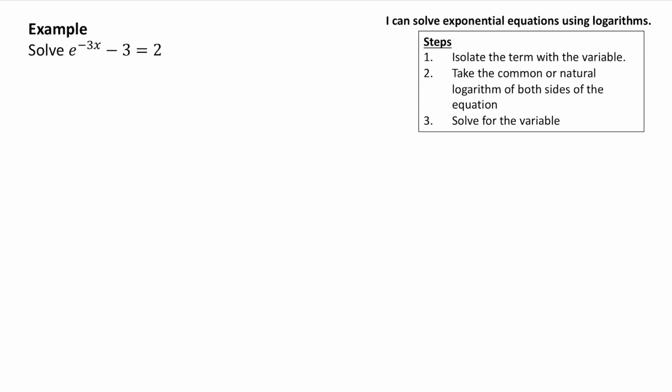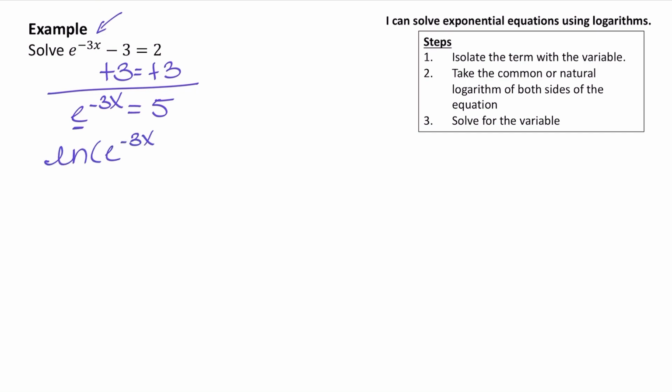So suppose we want to solve this equation. Once again, we don't have the term with the variable isolated. So we need to do that by adding 3 to both sides. So when we add 3 to both sides, we get e to the negative 3x equals 2 plus 3, which is 5. Since I have an e as my base, I'm going to take the natural log of both sides. So the natural log of e to the negative 3x equals the natural log of 5. So I'm going to use the power property to bring this down. So I have negative 3x natural log of e equals the natural log of 5.